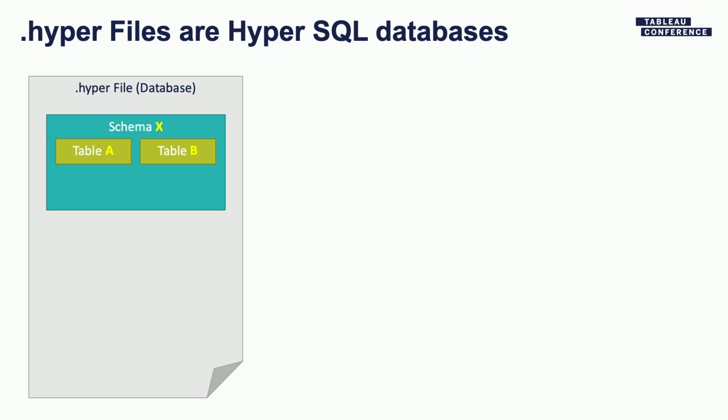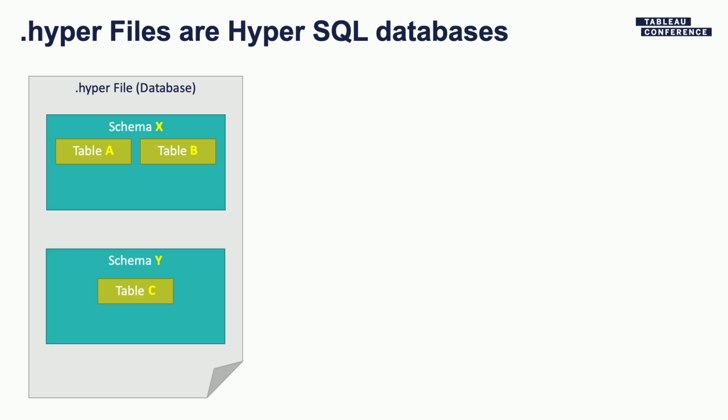So in this hyperfile, we have a schema X. In schema X, we have tables A and B. We could have another schema Y with a table C. We could also have, in schema Y, a table A. As they reside in different namespaces, they can have the same name, and they're still different tables.